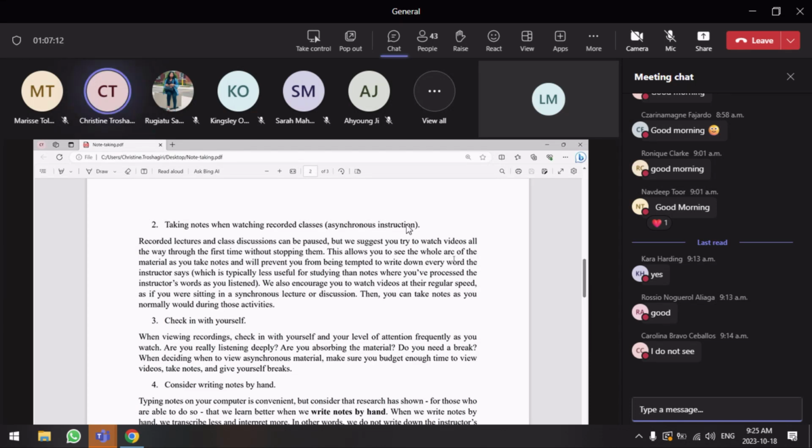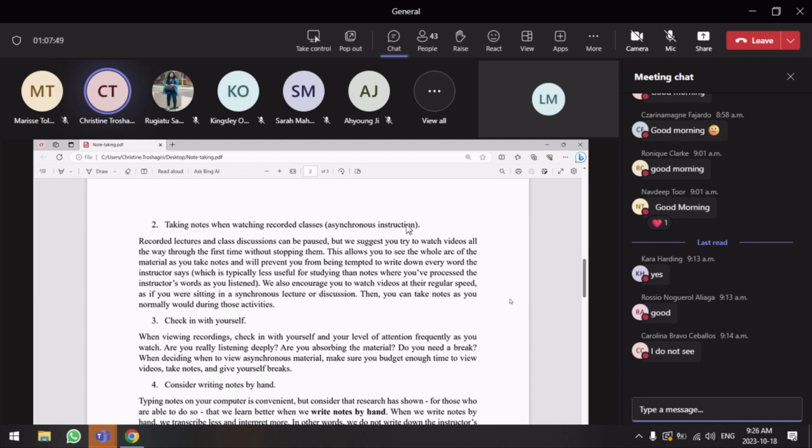This allows you to see the whole arc of the material as you take notes and will prevent you from being tempted to write down every word the instructor says, which is typically less useful for studying than notes where you have processed the instructor's words as you listened. Because what is going to happen if you keep pausing is that you are going to write every single word the instructor is mentioning in that recording, without focusing only on the important things.